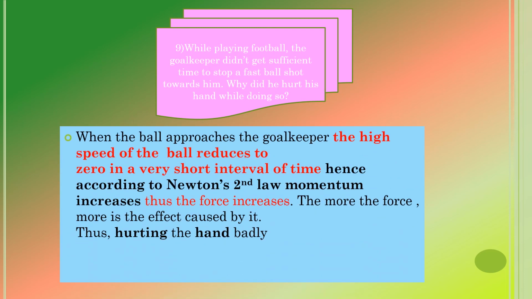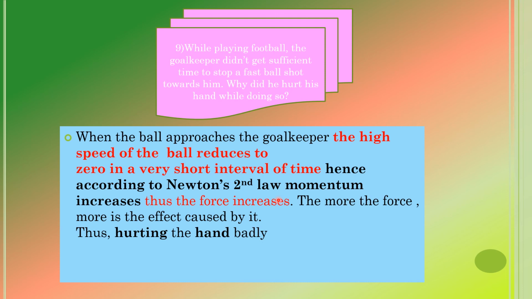The reason is, see, when the ball approaches this goalkeeper, then we know that the speed of the ball is very, very high. Now, but when the goalkeeper catches it, that high velocity reduces to zero in a very, very short interval of time. Now, if that is reduced to zero in short interval of time, then according to Newton's second law, momentum increases, right? If momentum increases, then the force also increases. If the force increases, there'll be more impact on the person and there'll be more hurting.